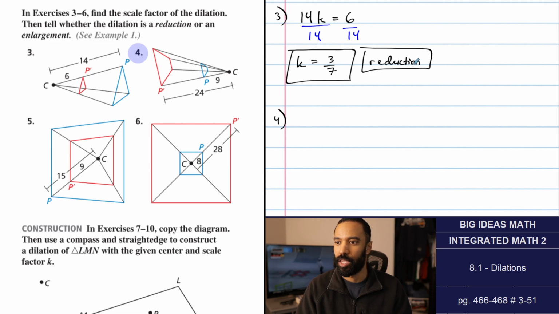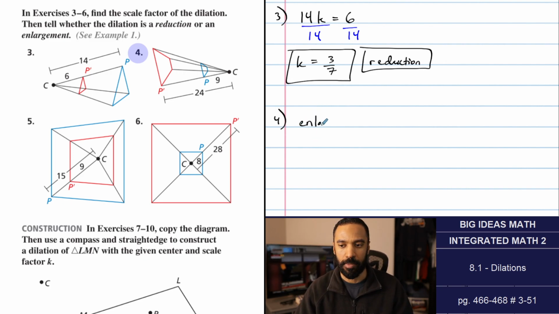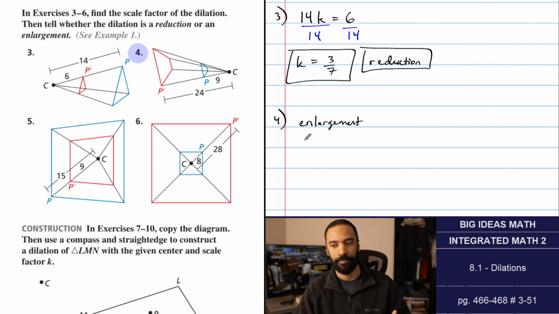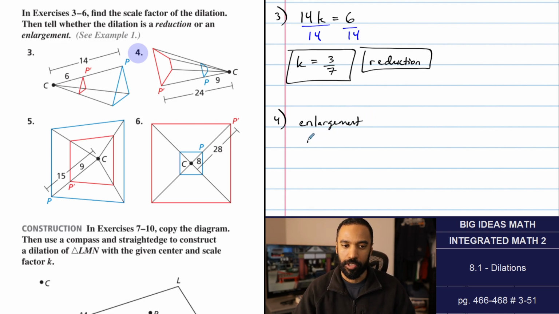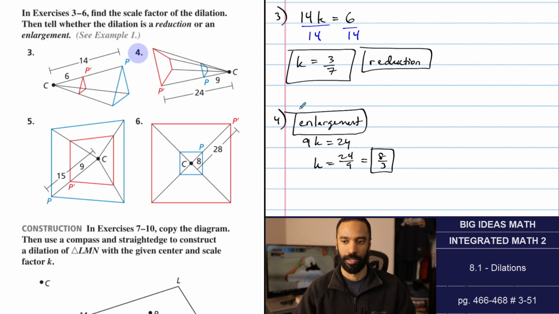Number 4. It might make more sense once again to state what it is. It goes from P to P prime, blue to red. This is going to be an enlargement. Maybe I say that first, so maybe you even know which way you're supposed to set this up. I multiply 9 by some value k to get 24, so k is going to be 24 over 9. Now 24 over 9, divide those by 3 and you get 8/3. 8/3 is more than 1. That follows with the enlargement.